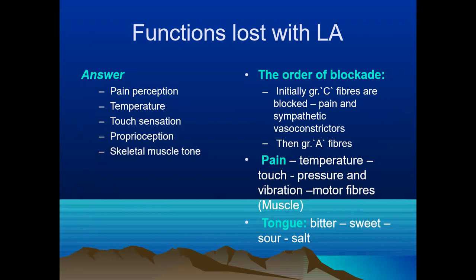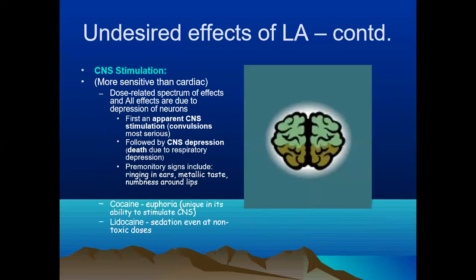The order of blockage is initial. These fibers are blocked first, which blocks pain and sympathetic vasoconstriction. Then the A-gamma fibers: pain, temperature, touch, pressure, and vibration, and motor fibers for the muscles. The tongue, if it is affected, is blocked by local anesthesia. It can interfere with bitterness, sweetness, and the soreness of the tongue. So there are various side effects of local anesthesia, that is, undesired effects of local anesthesia.